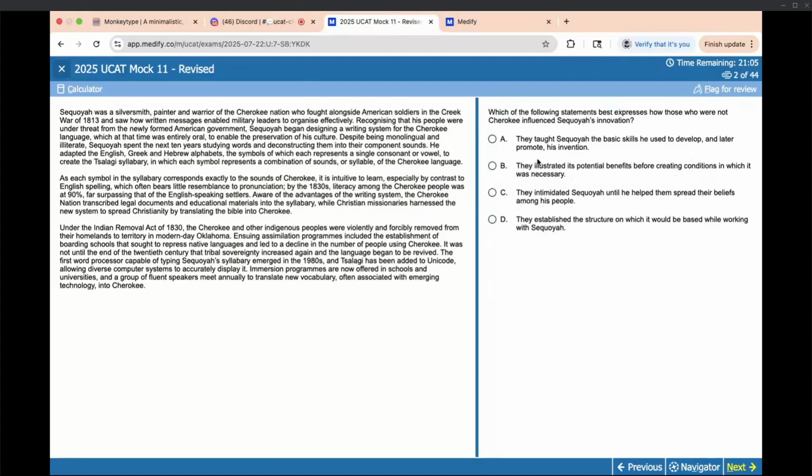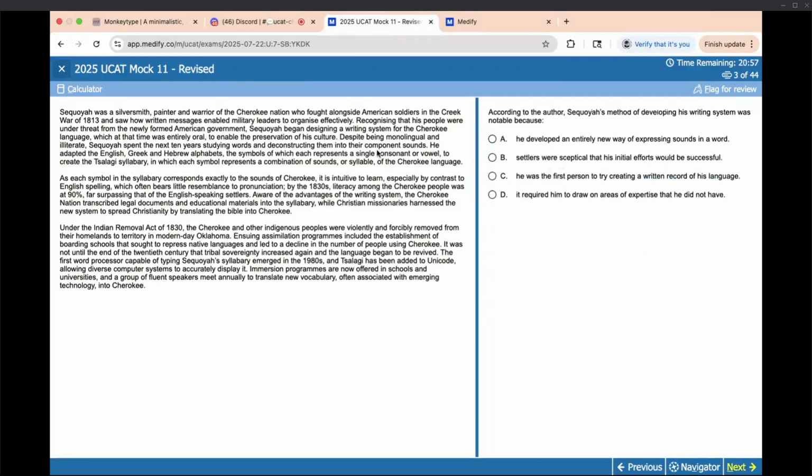In which each symbol represents a combination of sound, a syllable of the Czech language. So I'd say conditions. Yes. According to the author, Sakota's method of delving was notable. So it was notable because, especially by contrast, which was among literature, was so surprising that they were aware of the advantage of the writing system.